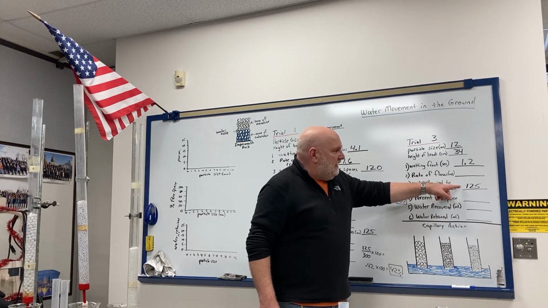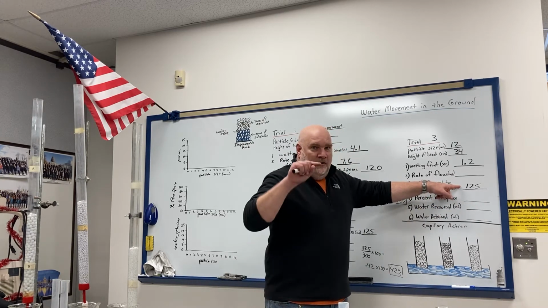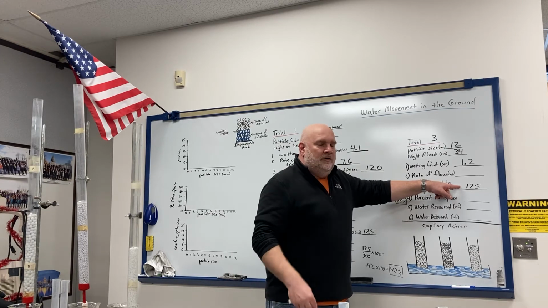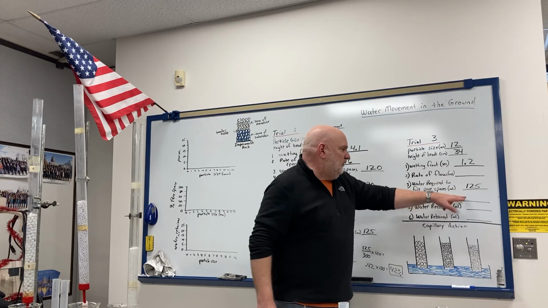That number is how much water it took to fill it up, divided by 300, because that's how many milliliters of beads there were, and then 125 divided by 300, then times 100 to make it a percent. That's what you're going to write right there.